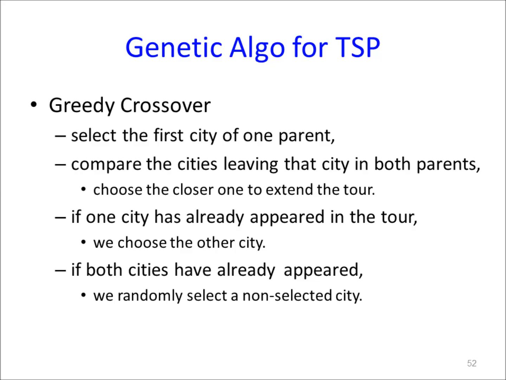Repeat. So now I am at 6, the one leaving 6 is 7, the one leaving 6 is 3, let's pick the shorter one. And we keep doing this. It might happen that both cities have already appeared, or one city has already appeared, then we choose the other city. If both cities have already appeared, we randomly select a non-selected city. Again, this works, I think, slightly better than your suggestion because it is sort of thinking about which is a better individual, a better state in the crossing over operation.